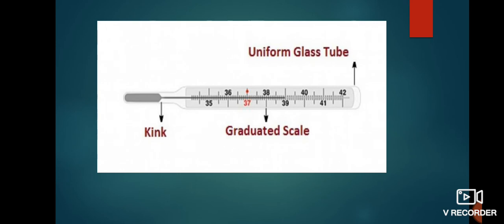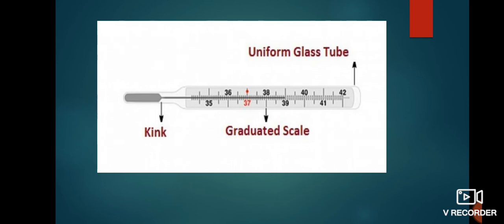It consists of a long, slender, and uniform glass tube with a bulb at one end containing mercury. There is a small shining thread of mercury outside the bulb. There is a kink near the bulb which prevents the mercury level from falling on its own. This clinical thermometer reads only from 35 degrees Celsius to 42 degrees Celsius.